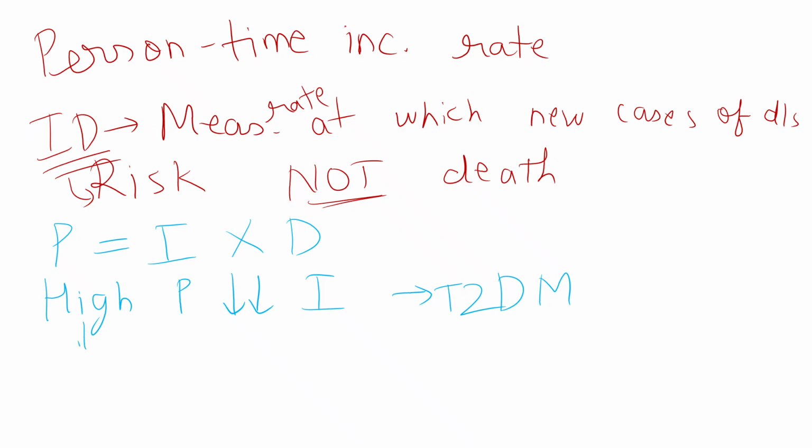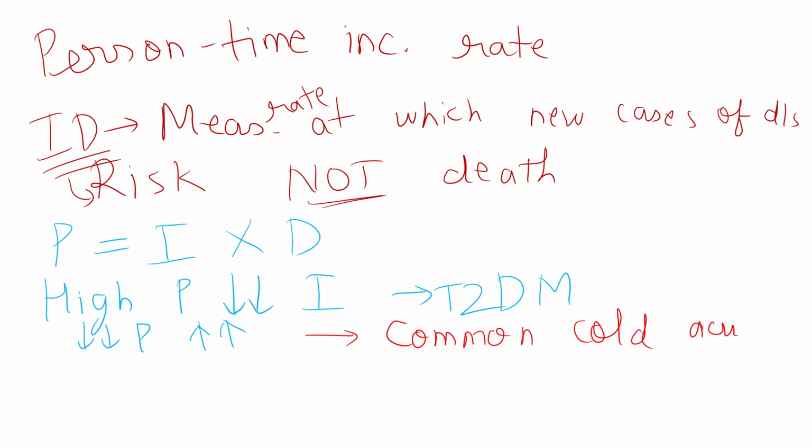Whereas low prevalence and high incidence is seen in the case of any acute illness like respiratory tract infection, like common cold. This is very acute. So in the case of acute, you will see incidence to be high. In the case of chronic, you will see prevalence to be high. This is extremely valuable information for you.